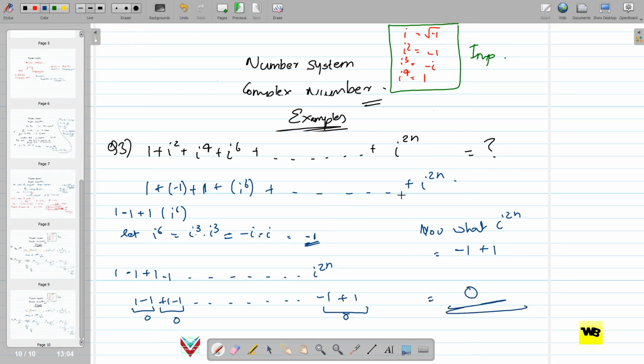So the value of 1 plus i squared plus i raised to 4 plus i raised to 6 up to i raised to 2n is 0. So this question's answer is 0. So let's solve the next question.